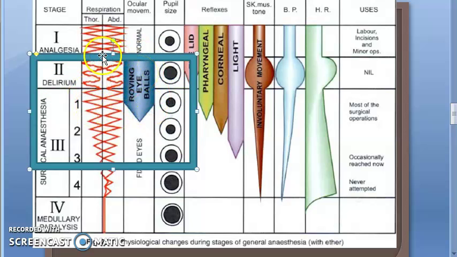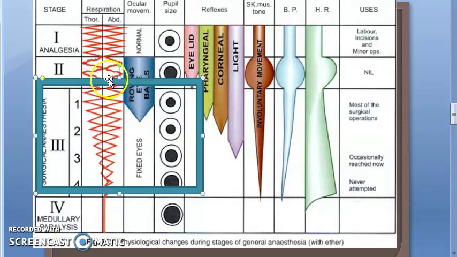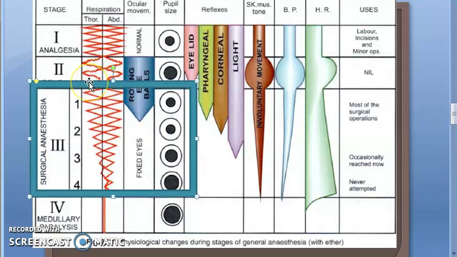Okay. Then move on to surgical anesthesia. This is stage 3. In this, what happens? The breathing again has become regular, and at the end of this, what happens? The cessation of regular breathing. So what you can see here is this portion of it is called stage 3. In that there are 4 planes, 1, 2, 3, 4.